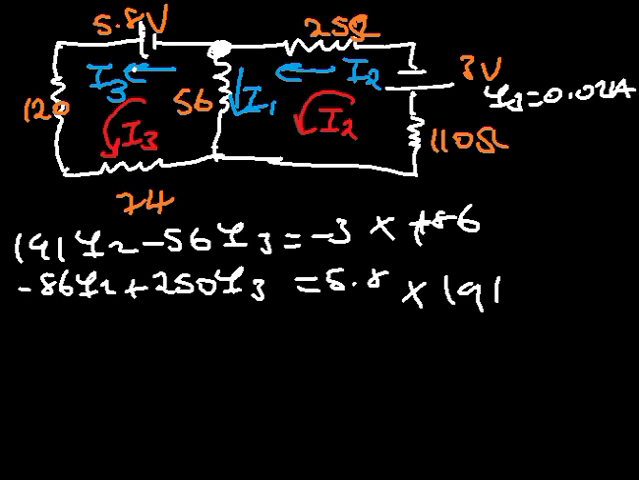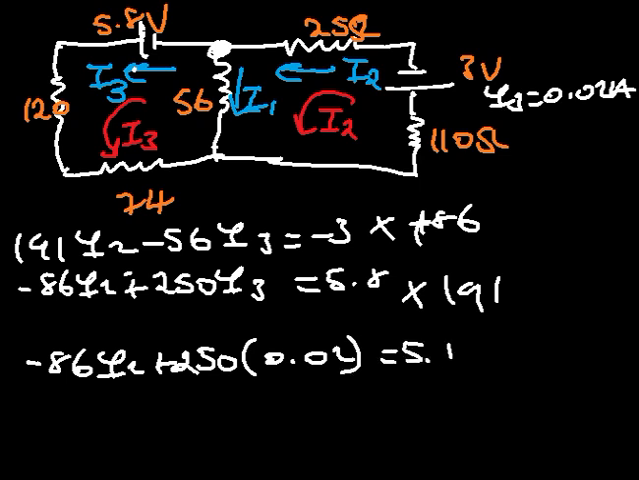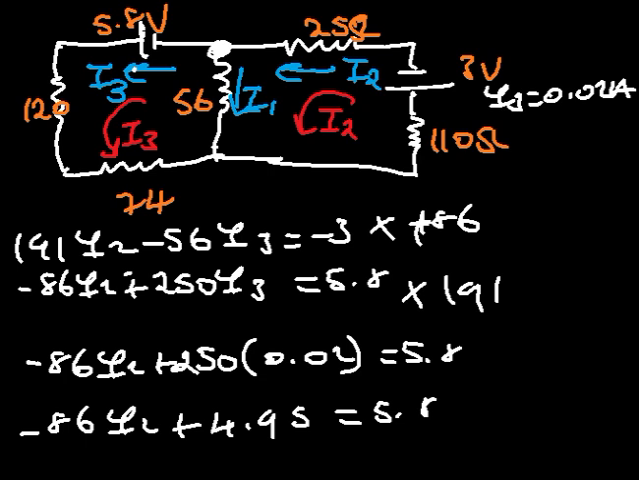So in this case, we should have I2. Let's use the second equation. It means we'll have negative 86 I2 plus 250 times 0.02, which is equal to 5.8. So what is that one? We'll have negative 86 I2 plus 4.95, which is equal to 5.8.